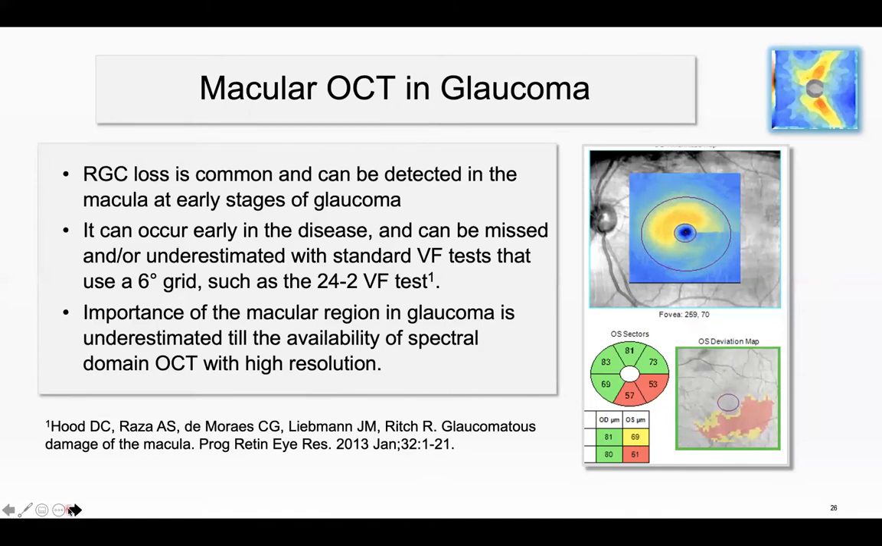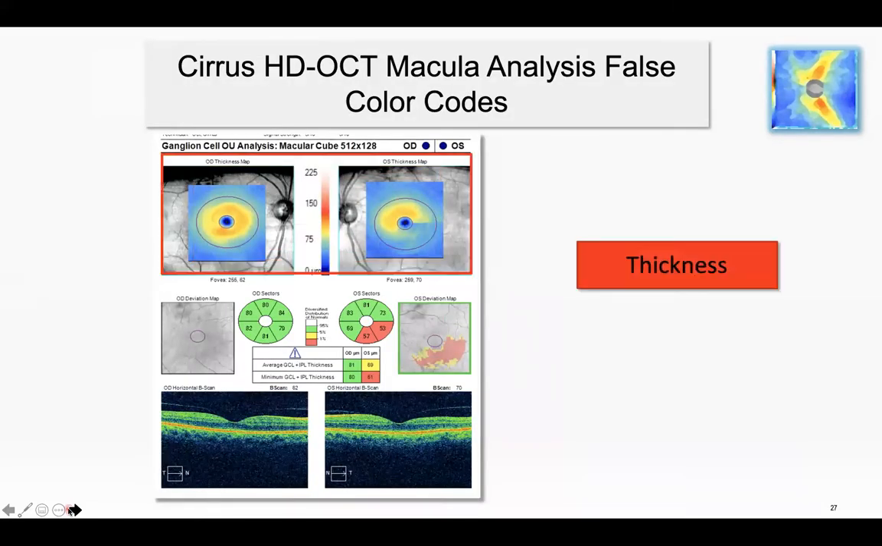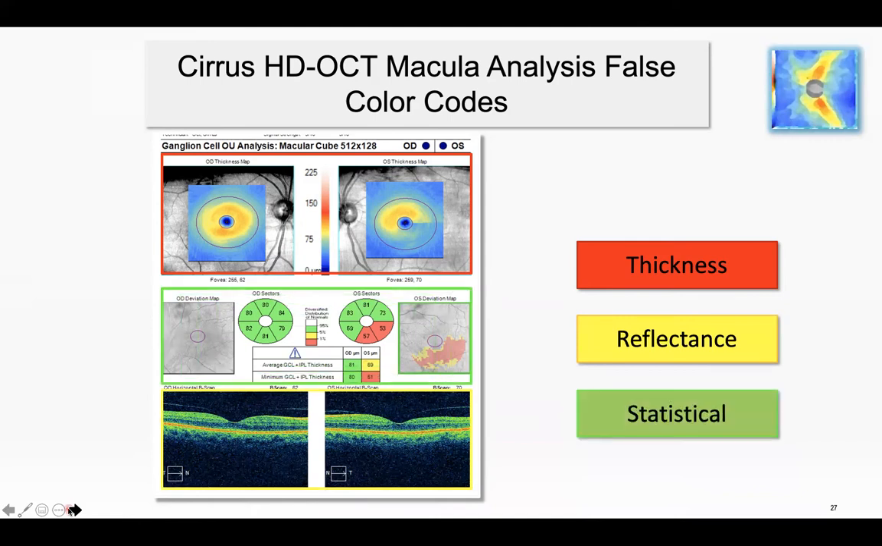The importance of the macular region in glaucoma is underestimated till today, because we didn't have any test that can show us the ganglion cell damage in the macula structurally until spectral domain OCT with high resolution was available. Again, we have the macular analysis false color codes. It's the same as with the RNFL. We have the thickness code, we have the reflectance code, and we have the statistical code.